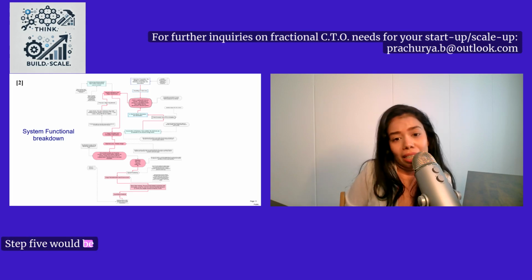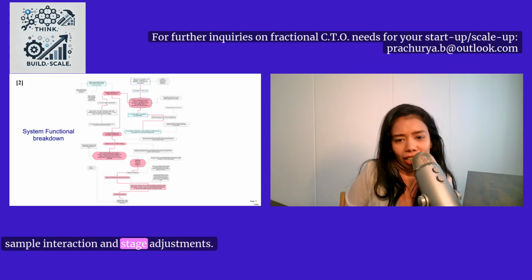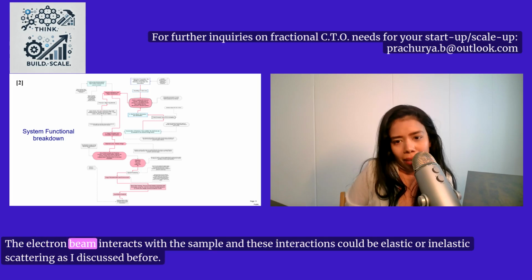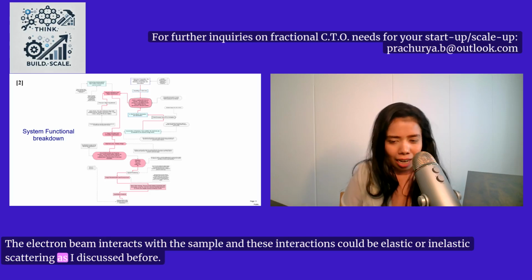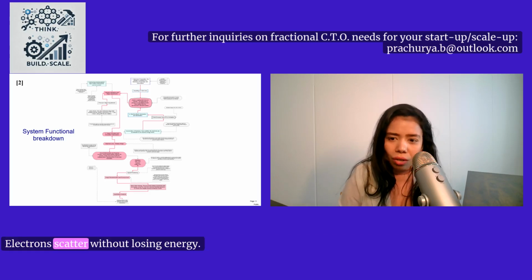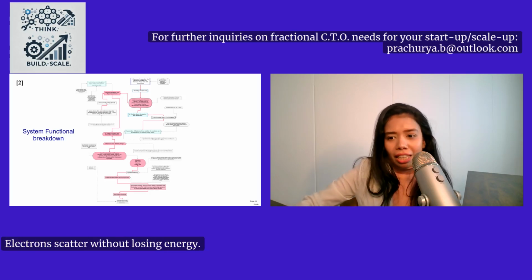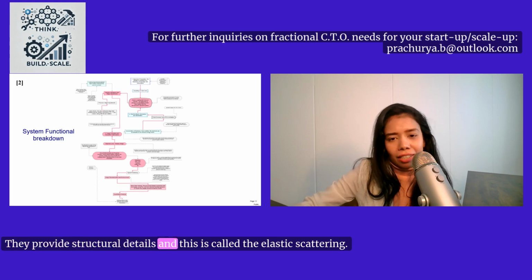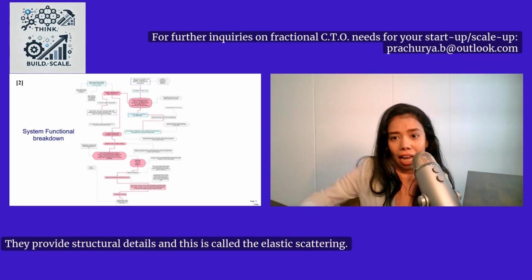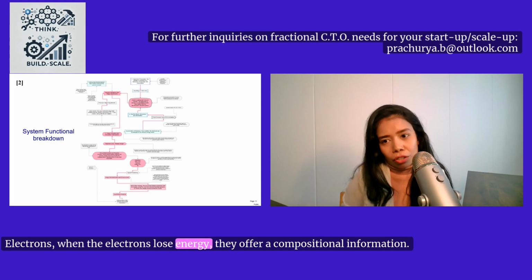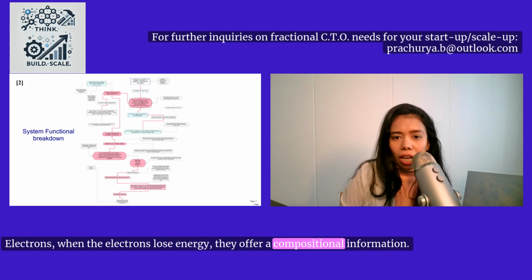Step 5 would be sample interaction and stage adjustments. The electron beam interacts with the sample, and these interactions could be elastic or inelastic scattering, as I discussed before. Electrons scatter without losing energy. They provide structural details, and this is called elastic scattering. When the electrons lose energy, they offer compositional information.